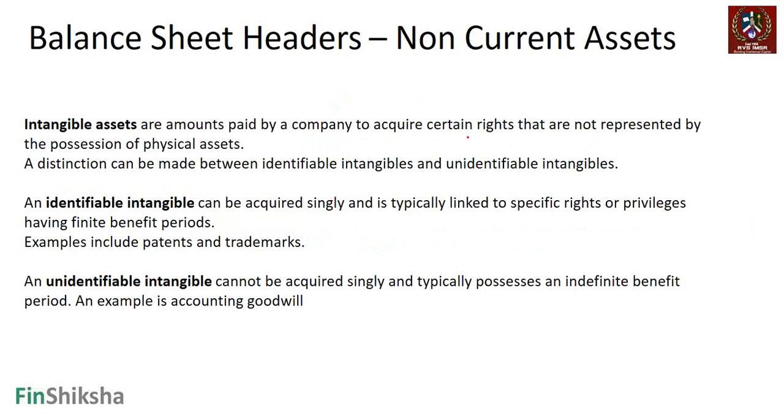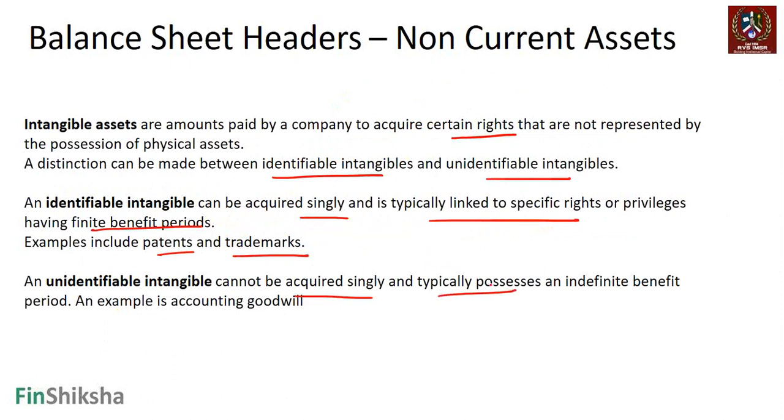Intangible assets are amounts paid by the company to acquire certain rights that are not going to be visible or represented by the possession of physical assets. You can have identifiable or unidentifiable intangible assets. Identifiable intangible assets can be acquired singly and are typically linked to specific rights which have finite benefit periods. Patents and trademarks are identifiable intangible assets. Unidentifiable intangibles cannot be acquired singly and typically possess an indefinite period. That's called accounting goodwill. Some part of this we will understand at a later point of time, which says that goodwill technically is not allowed to be amortized.